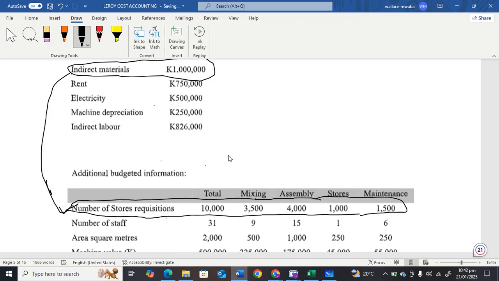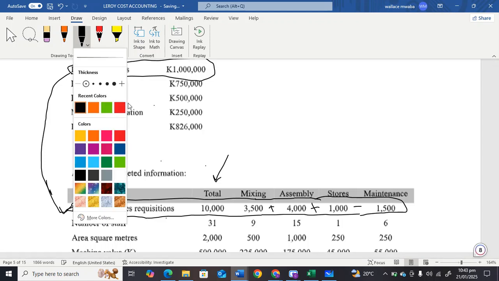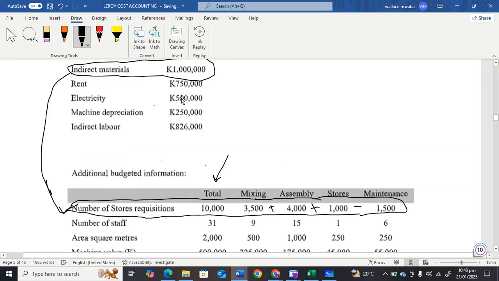In this question, they've already given us the total. Sometimes you're not going to be given the total, but here you have been. The total is 10,000 store requisitions. Mixing has 3,500, assembly 4,000, stores 1,000, maintenance 1,500. If this total wasn't given, you would have added them first to get the total number of store requisitions, which is 10,000.